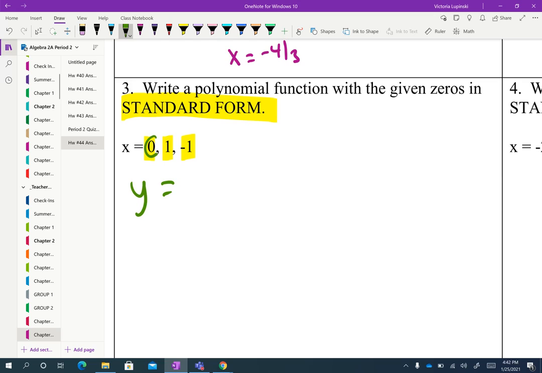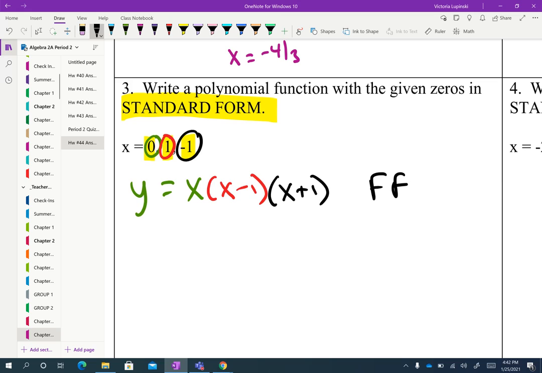In order for 0 to be a solution, you would have to have just a lonely little x. In order for 1 to be a solution, you would have to have x minus 1. And in order for -1 to be a solution, you would have to have x plus 1. So again, this is what we call factored form.